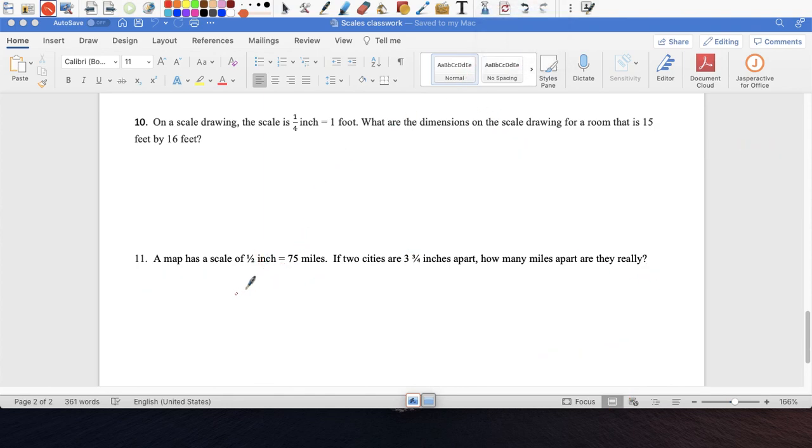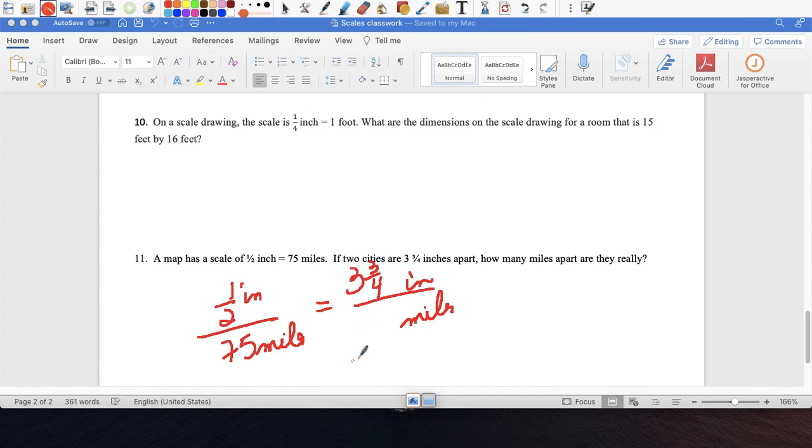Last one, here's a map. The map says that every half inch on the map is equal to 75 miles. All right. We're setting a proportion, inches on top, miles at the bottom. If two cities are 3 3/4 inches apart, how many miles apart are they really? In the map, they're 3 3/4 inches apart. How many miles is that equal to?